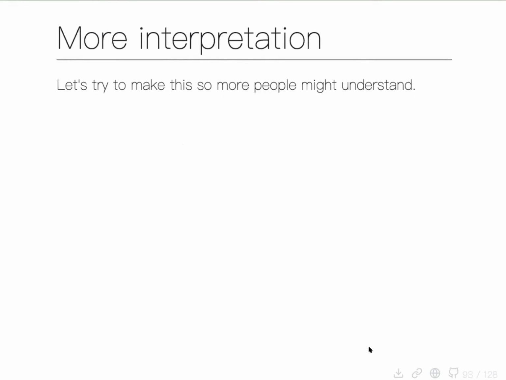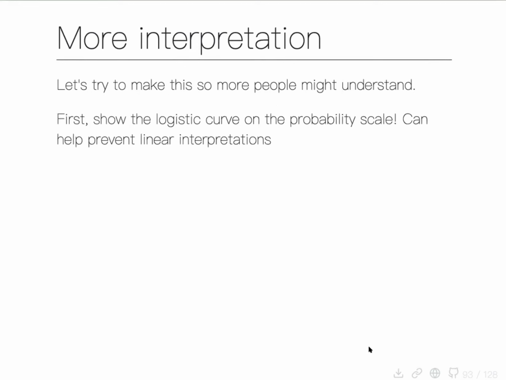So let's go back to the interpretation that we had before, but maybe make it in a way that more people might understand what it actually means. The first thing I would do is show the logistic curve. That curve that I just showed you that is nonlinear, I would include that as a figure in my paper. In part, that's because I want to prevent people from interpreting this linearly, right?